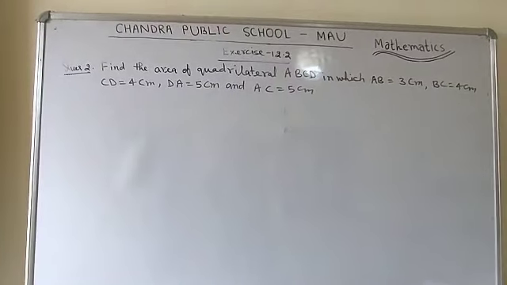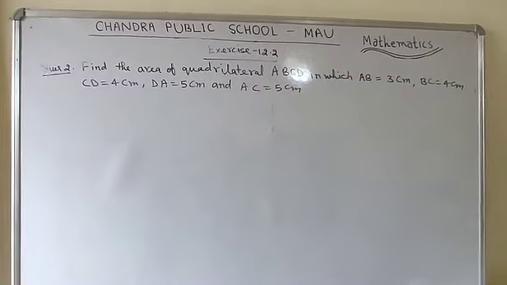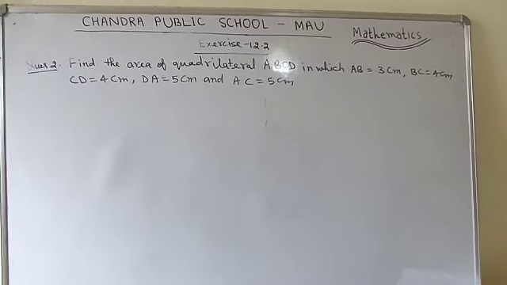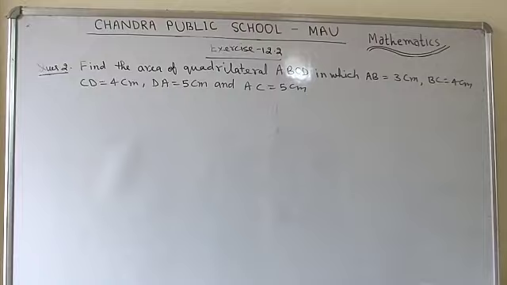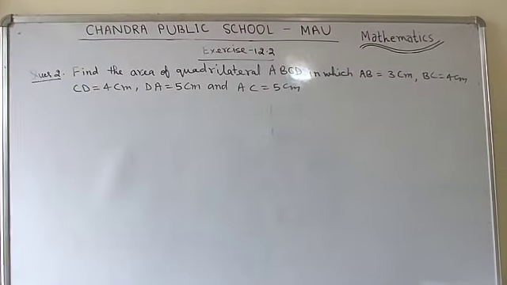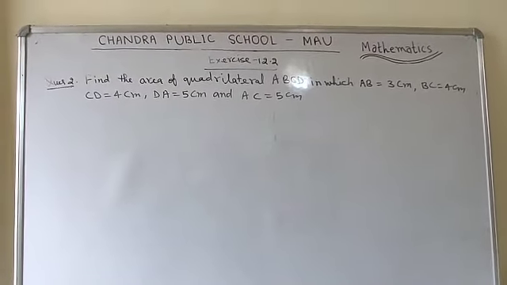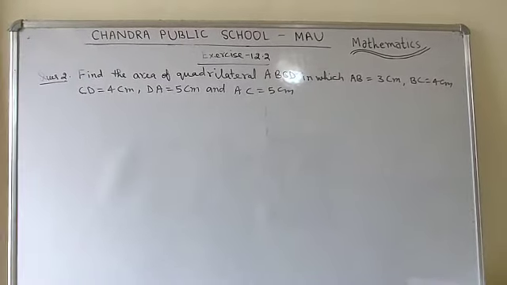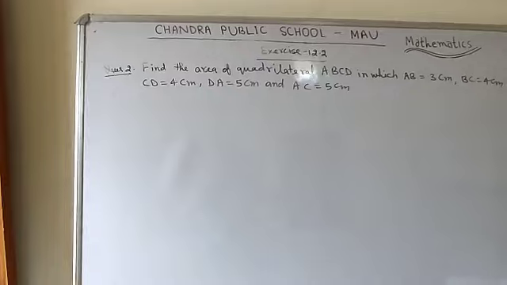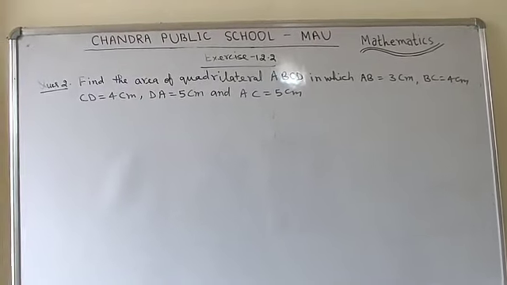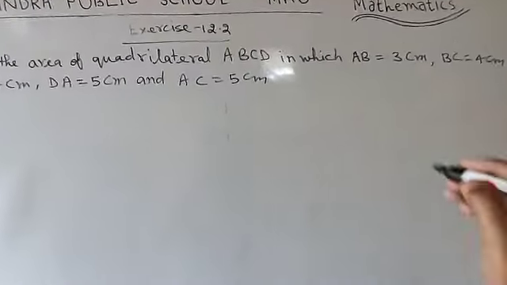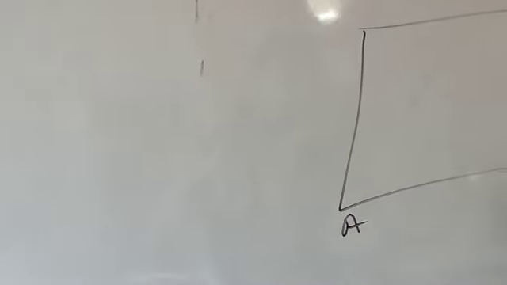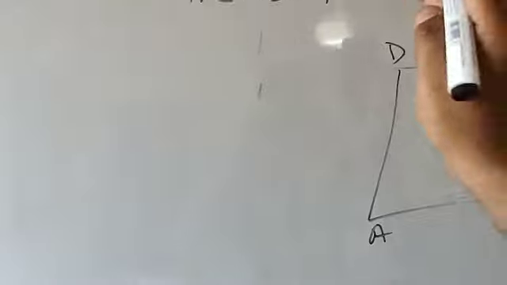Now students, here it is given question number 2, that is similar to question number 1. So I am only going to explain, and you need to solve it by yourself. It is given: find the area of quadrilateral ABCD in which AB equal to 3 cm, BC equal to 4 cm, CD equal to 4 cm and DA equal to 5 cm, AC equal to 5 cm. Then find the area of the quadrilateral ABCD. So students, just like the previous question, you need to draw a rough diagram of the quadrilateral ABCD.